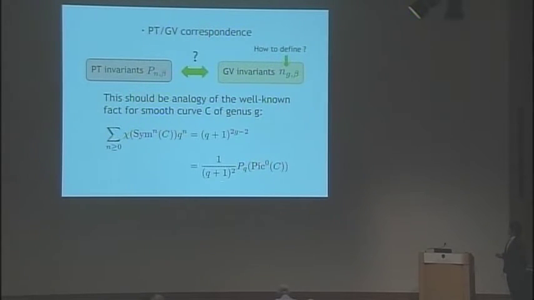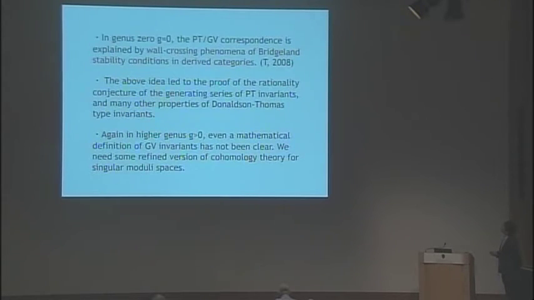But there is some discrepancy in this term. In the genus zero case, the correspondence of PT invariants and GV invariants is explained by the so-called wall-crossing phenomenon of Bridgeland stability conditions in derived categories of coherent sheaves. This is the result which I found just after I came to IPMU about 10 years ago. After that, I studied this idea, and it led to the proof of the so-called rationality conjecture of the generating series of Pandharipande-Thomas invariants and many other properties of Donaldson-Thomas type invariants. So Donaldson-Thomas invariant is a kind of invariant which counts sheaves or objects in the derived category on Calabi-Yau threefolds, and it includes PT invariants.